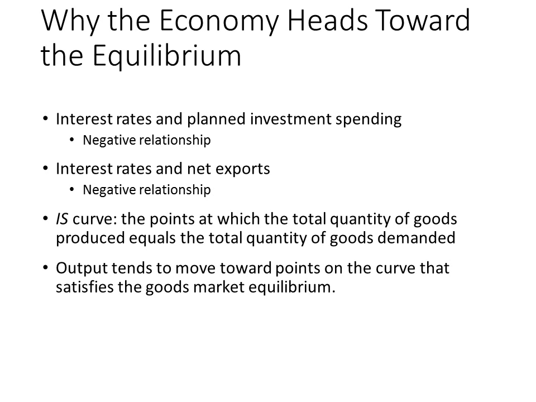So why does the economy head towards the equilibrium? Well, interest rates and planned investment spending have a negative relationship, and interest rates and net exports also have a negative relationship. So the IS curve shows the points at which the total quantity of goods produced equals the total quantity of goods demanded. Output tends to move towards the point on the curve that satisfies the goods market equilibrium.